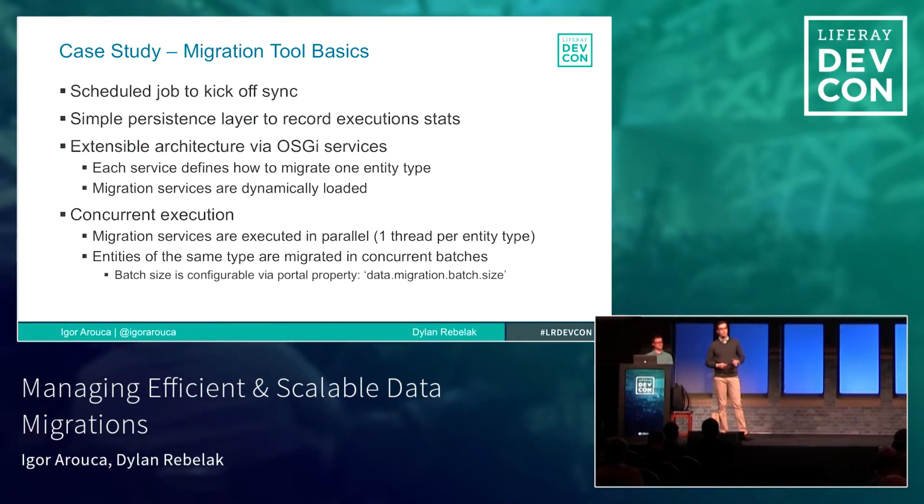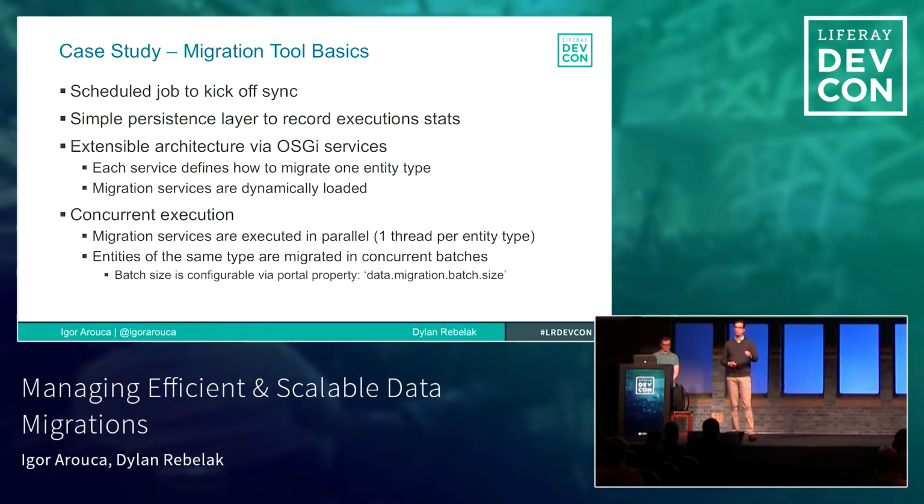So just to give you the basics of the tool, it starts with a scheduled job that triggers the data sync, the executor. We created a very simple entity relationship model to store the statistics about the migration. Every time we run a migration execution, at the end it stores on a table called migration how long it took and how many records it migrated. So, a very simple relational model.